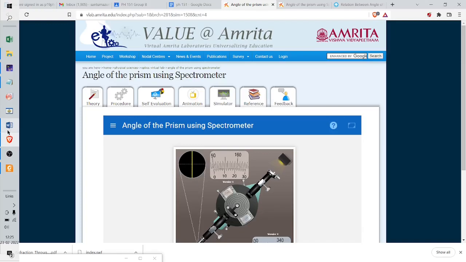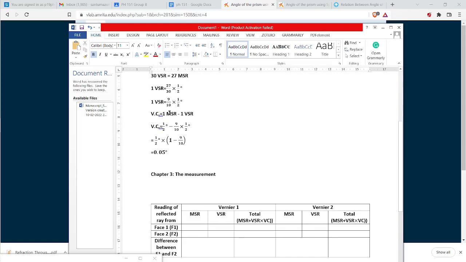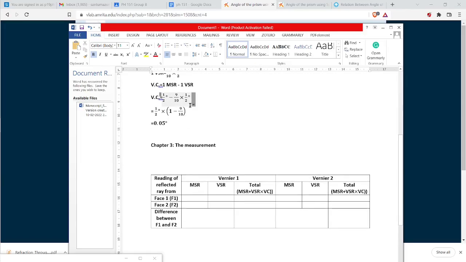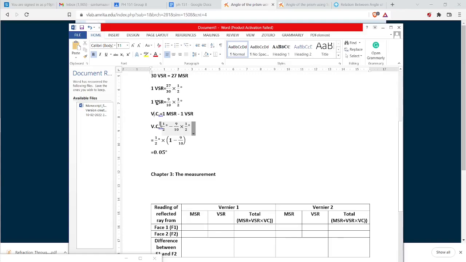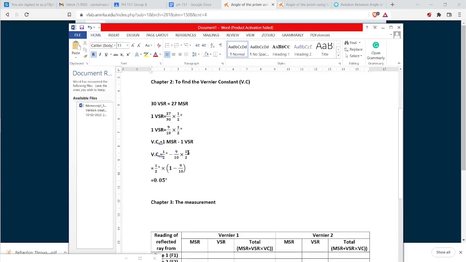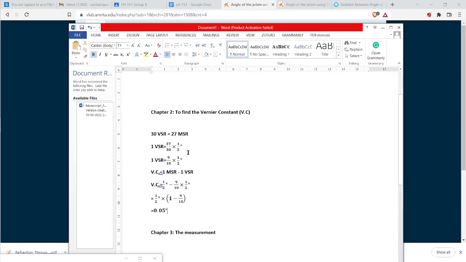So this is, let's go to this. So one main scale reading minus one Vernier scale reading. So we have half degree, that is one main scale reading, minus 9 by 10, and whatever we got from the Vernier scale reading. We actually interpret this Vernier scale reading in terms of this main scale reading, so that the subtraction could be easy. So we got the Vernier constant as 0.05 degree.